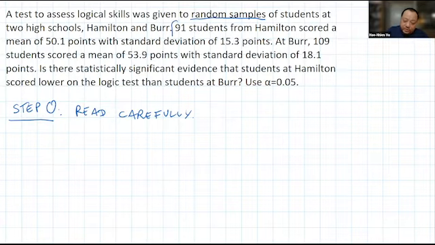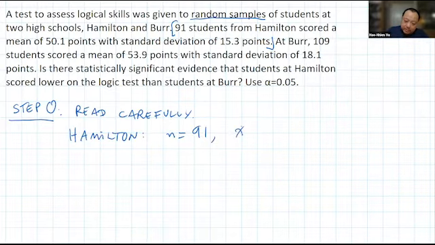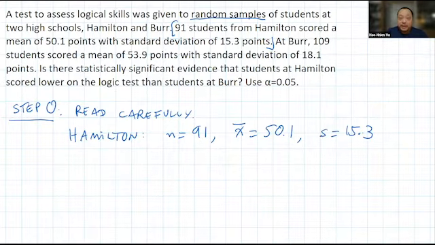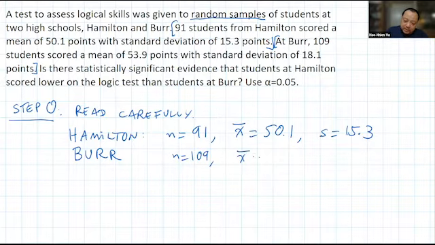Second sentence, look at all these numbers. Let's write them down. Hamilton, little n equals 91, x bar equals 50.1, S equals 15.3. I know it's little n, x bar, and S instead of big N, mu, and sigma, because we're talking about a random sample of students from Hamilton. So I know I should be using sample notation. Next sentence, at Burr, little n equals 109, x bar equals 53.9, S equals 18.1.